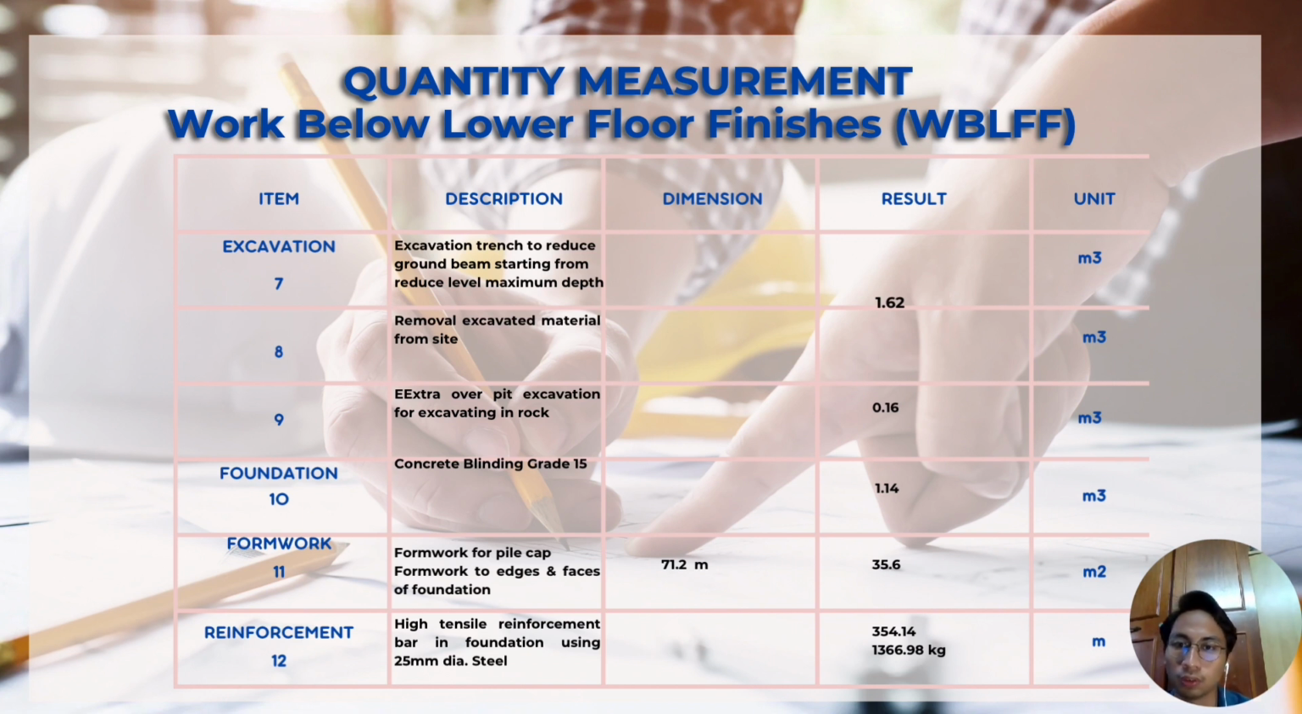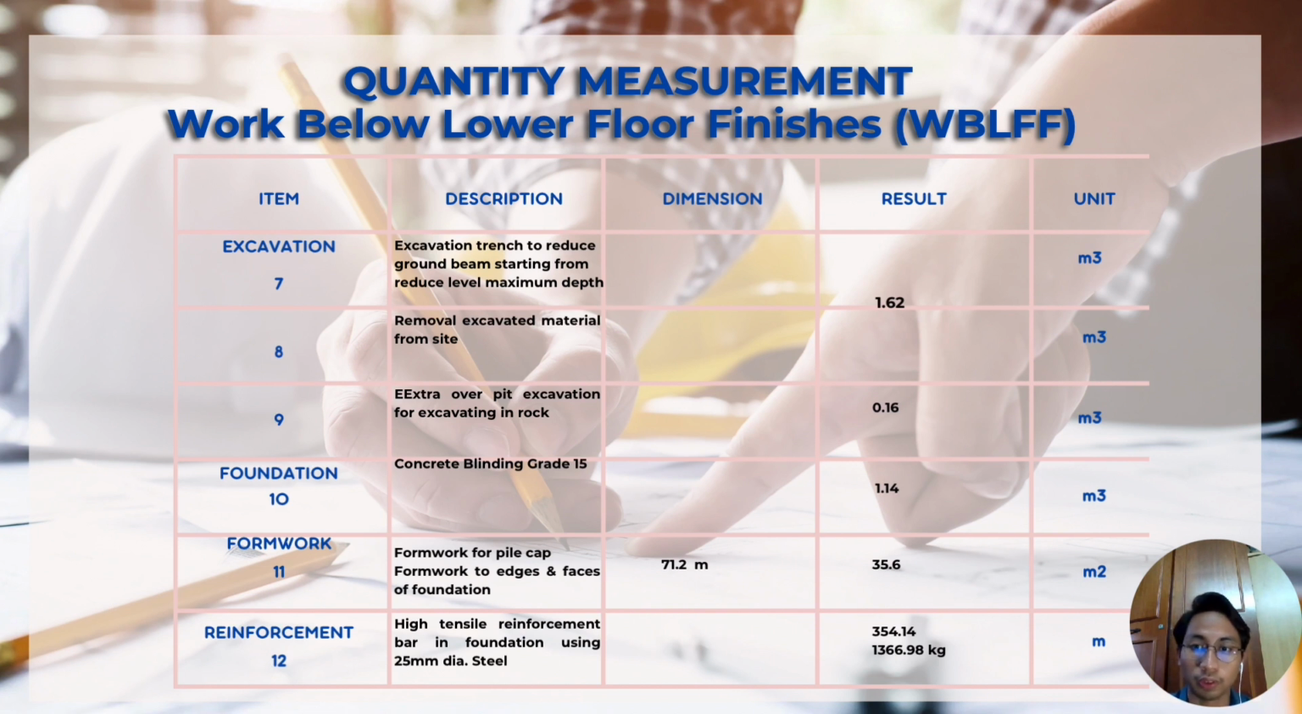So the next one is for foundation concrete blinding, grade 15. We got 1.14 meter cube. The next one is for formwork for pile cap and formwork to the edges and faces of foundation. So we got the length of the formwork is 71.2, and we got the area of the foundation is 35.6 meter square.